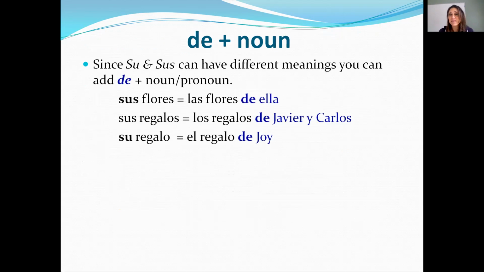So sometimes instead of using sus flores, you might want to say las flores de ella. Look in your book: you can use sus for which ones? You can use it for his, her, it, your, or their. Too many. Sus regalos, los regalos de Javier y Carlos. Su regalo, el regalo de Joy.